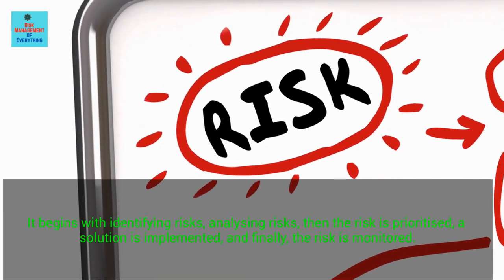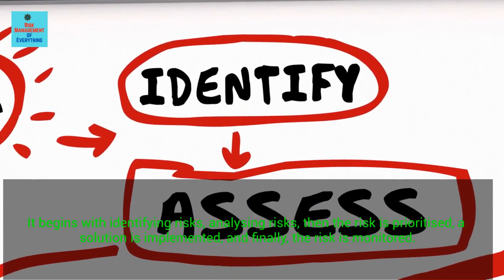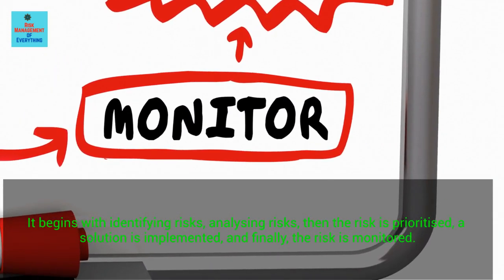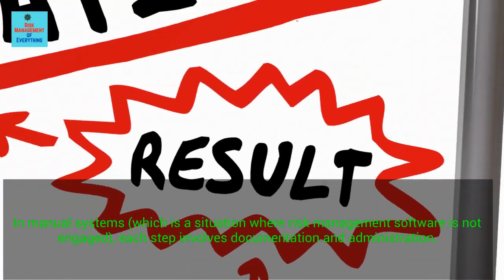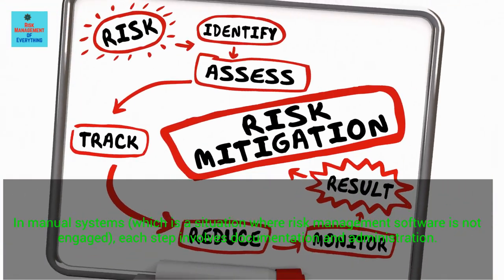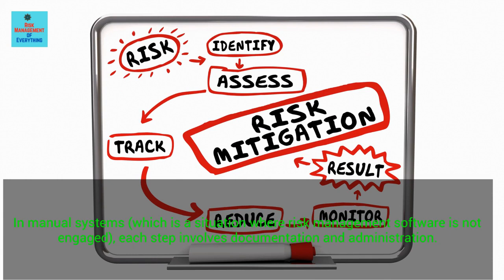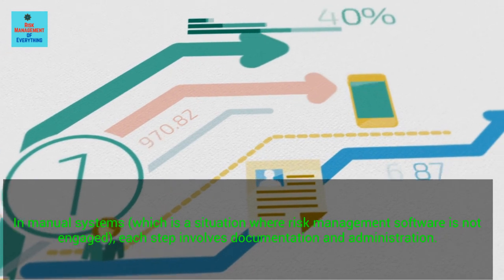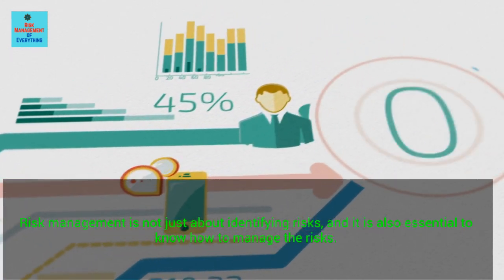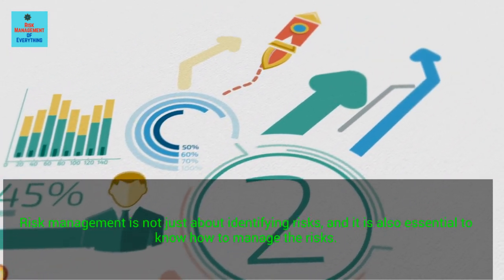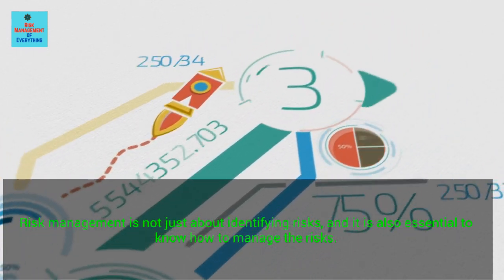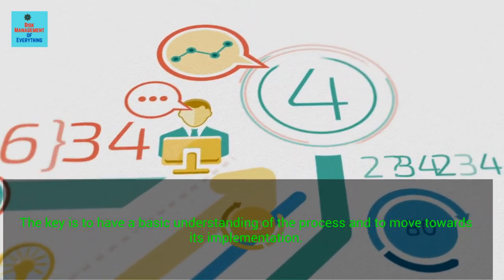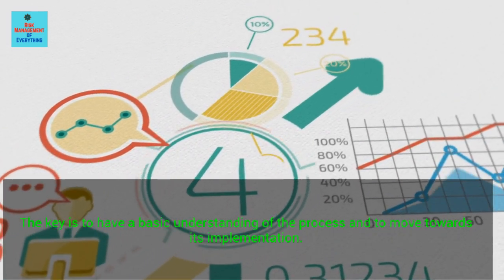It begins with identifying risks, analyzing risks, then the risk is prioritized, a solution is implemented, and finally, the risk is monitored. In manual systems, which is a situation where risk management software is not engaged, each step involves documentation and administration. Risk management is not just about identifying risks, it is also essential to know how to manage the risks. The key is to have a basic understanding of the process and to move towards its implementation.